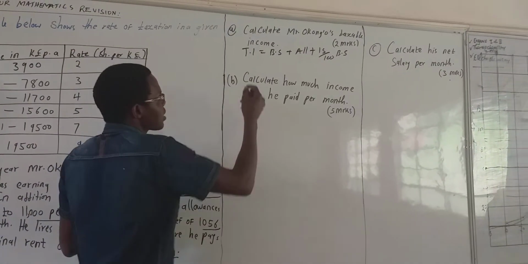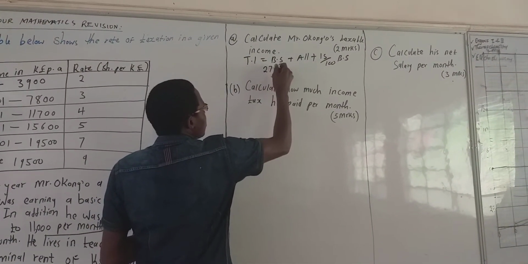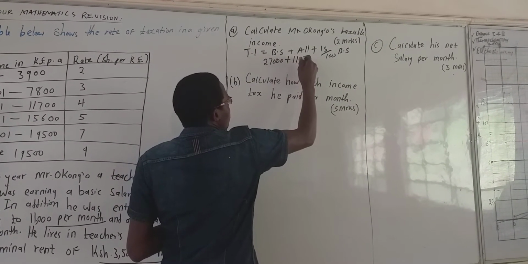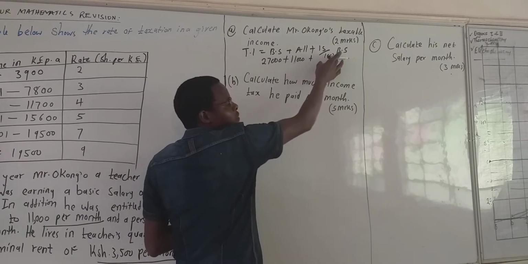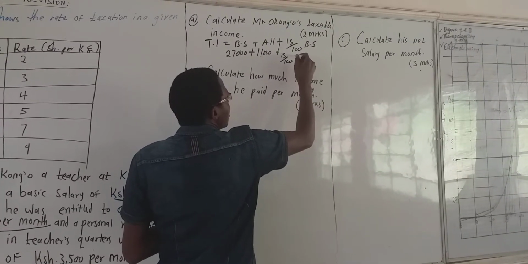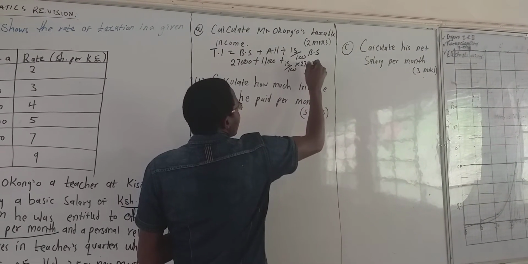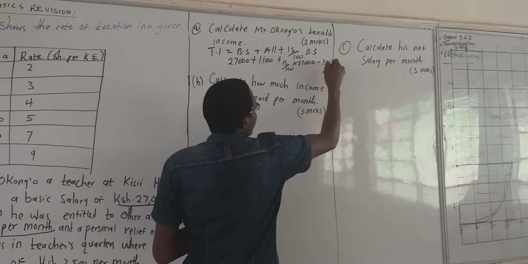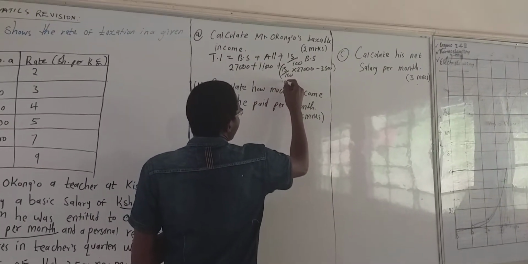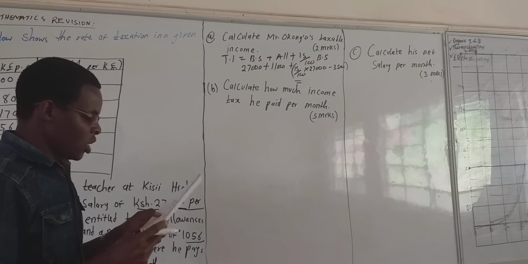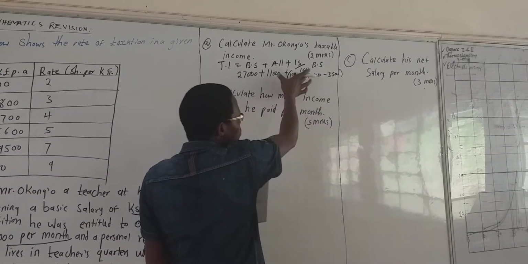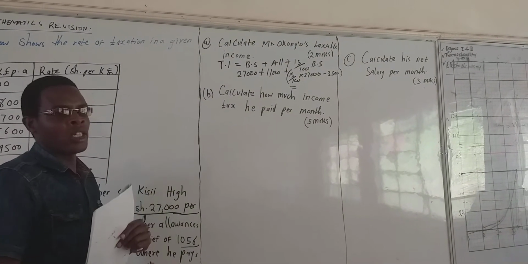Now, we have the basic salary, which is 27,000, plus allowances amounting to 11,000, plus 15% of the basic salary, which is 15% times 27,000. Then we minus the nominal rent, which is 3,500. If you work this one out correctly, we are going to have the total. Remember, what we find here, we also convert into Kenyan pounds.